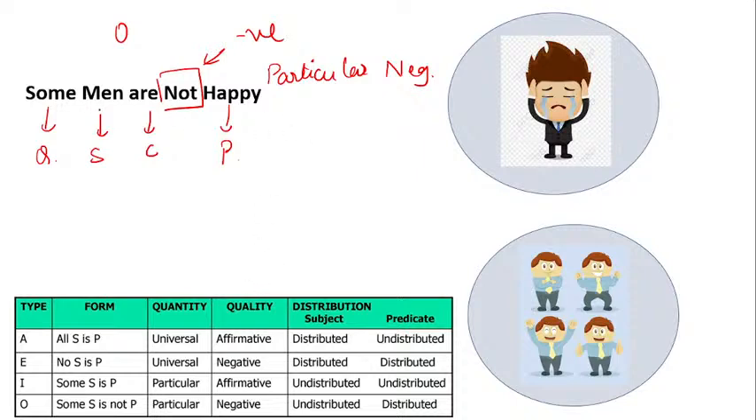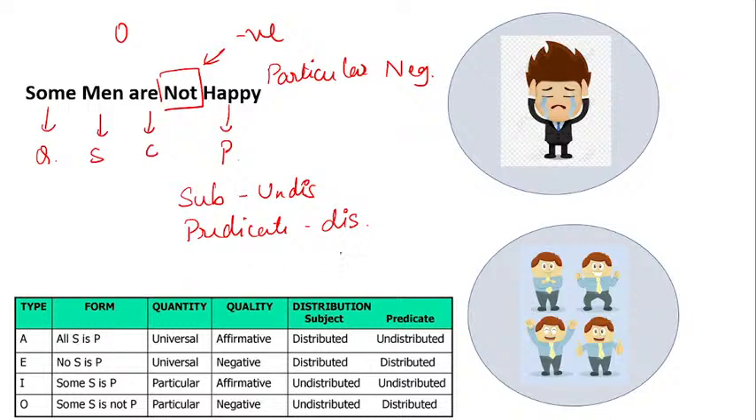And here, since I am talking about some men, okay, I am not saying that all men are unhappy. I am saying there are only certain men who are unhappy. So the subject term becomes undistributed. Okay, and the predicate. What is the predicate? The predicate term becomes distributed. Okay, the predicate term becomes distributed.